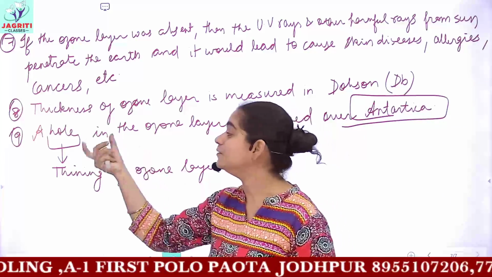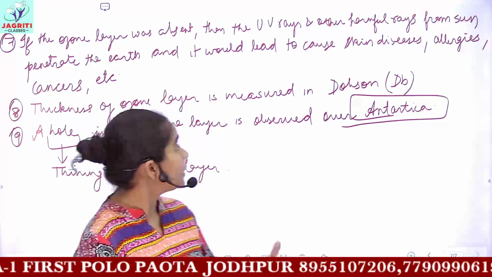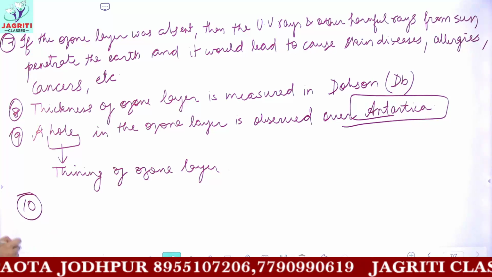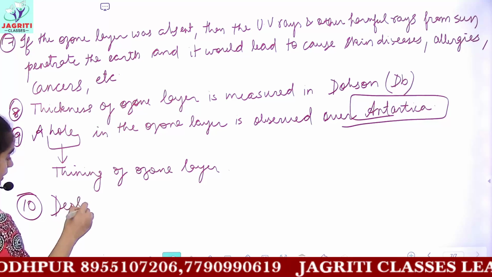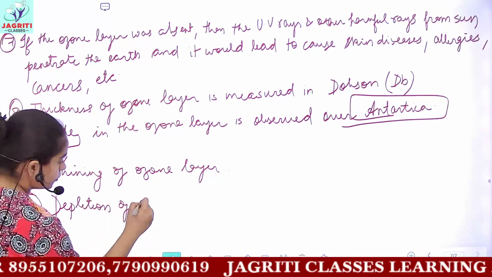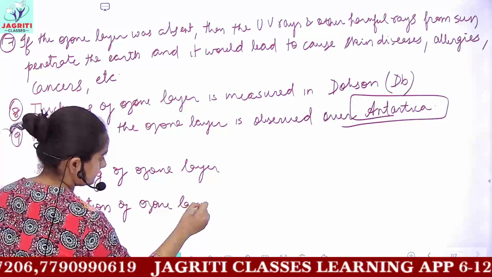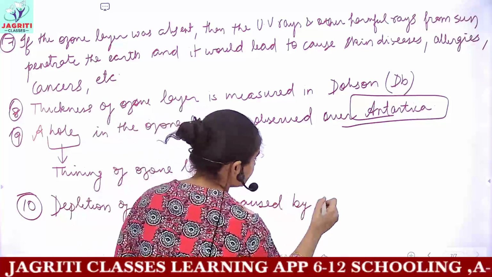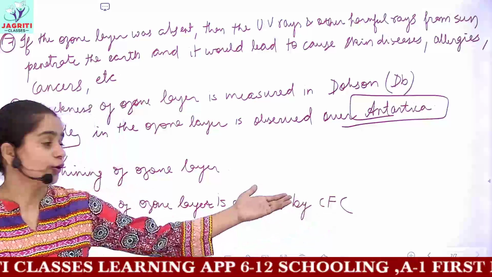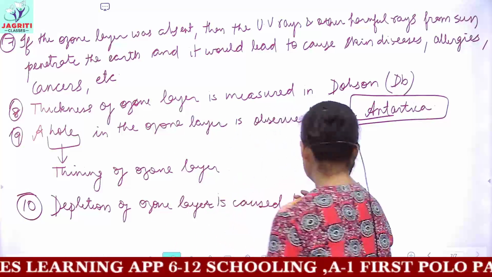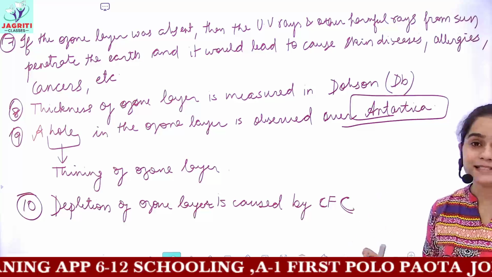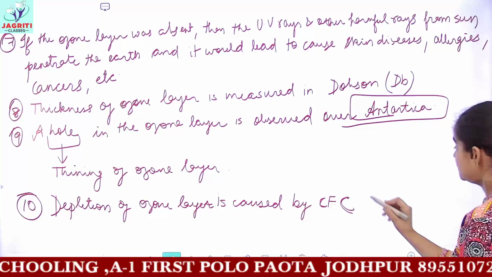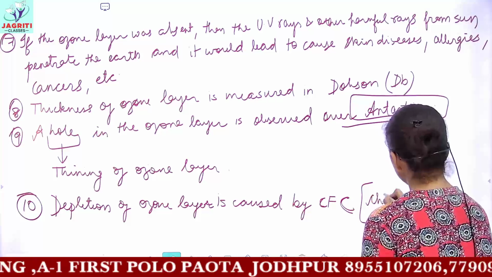And what is the cause of this hole? Why is this ozone layer being depleted day by day? The basic cause of this depletion of the ozone layer is CFC. Depletion of the ozone layer is caused by CFC. CFC is what? It is chlorofluorocarbons. These are a type of gaseous molecules which we have even seen in the flow chart I told you about, the different types of greenhouse gases. So CFCs are regarded as chlorofluorocarbons.